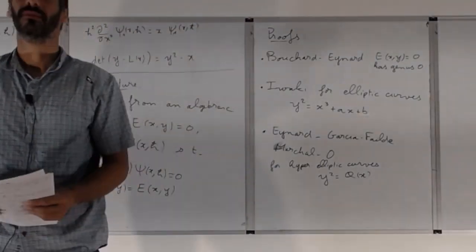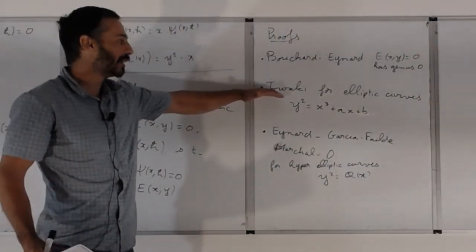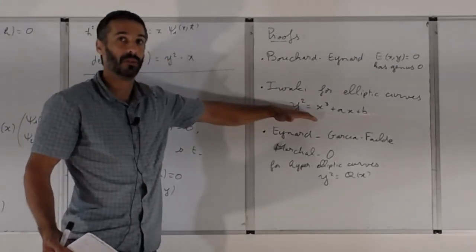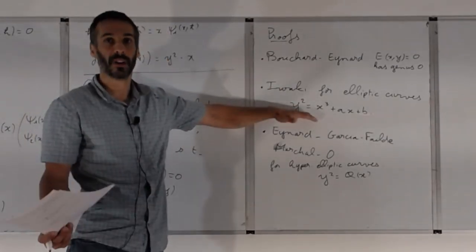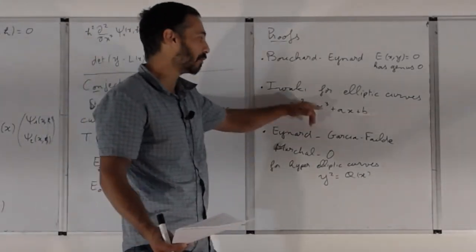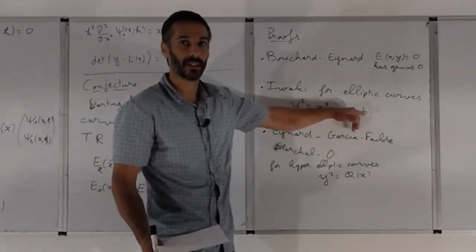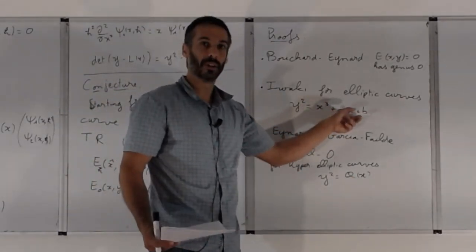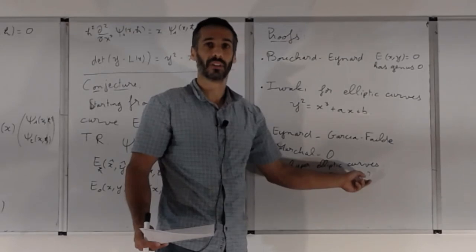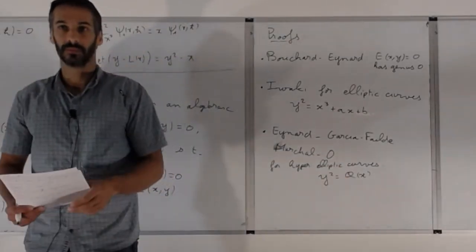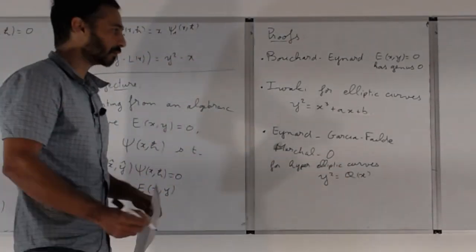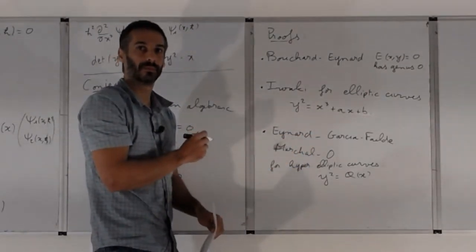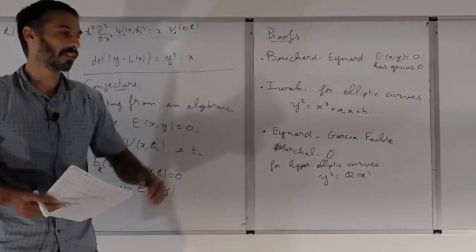Would you just repeat what Iwaki did? Iwaki did quantize this family of curves, y squared is equal to x cubed plus ax plus b. So it's a very specific type of hyperelliptic curve. Now what we did is, instead of having just a cubic polynomial, we can consider any rational function of x. And Iwaki can do it for any genus? No, this curve has genus one. Oh, I see. Okay. So this is a torus.